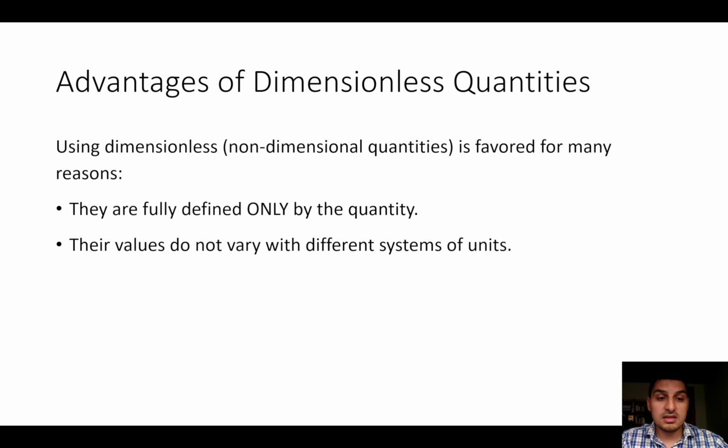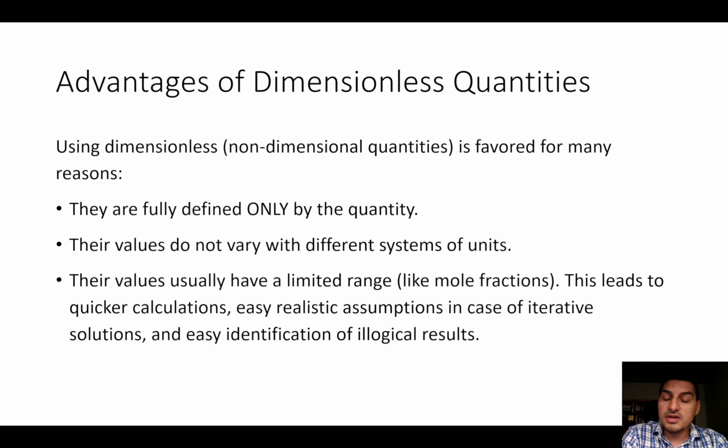The second is that the value is not dependent on the unit system. For instance, if I have a length of 1 kilometer, then if I express it in meters, it's 1000. So the value itself differs. While for the dimensionless quantities, whether you use the SI units, the US units, or the CGS units, a mole fraction is a mole fraction. Specific gravity is a specific gravity, regardless of the type of unit system you're using.